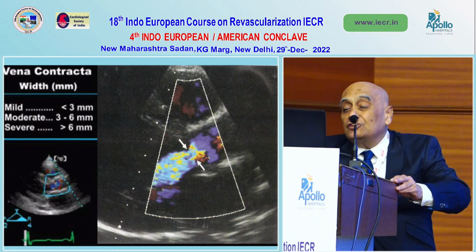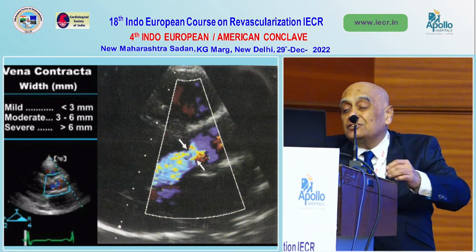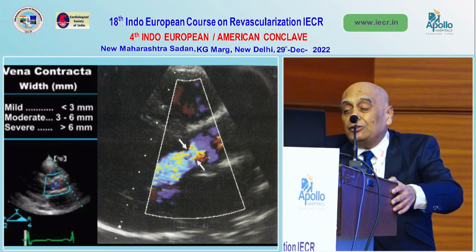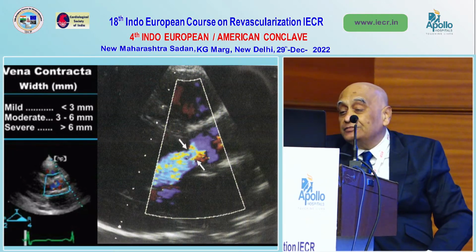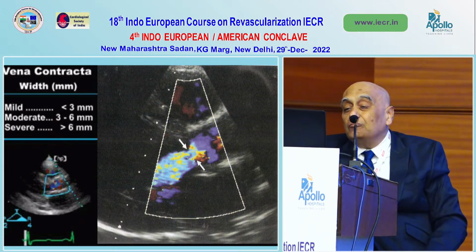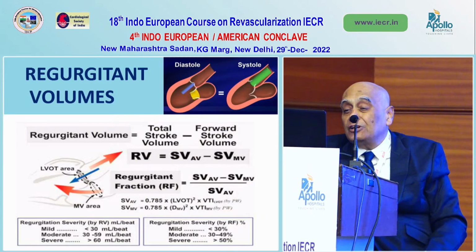So this is the vena contracta, which is the narrowest portion of the jet as it escapes across the aortic valve into the LVOT. So you take the width of the aortic regurgitation. Mild is less than 3 millimeters, moderate is 3 to 6 millimeters, severe is more than 6 millimeters vena contracta.